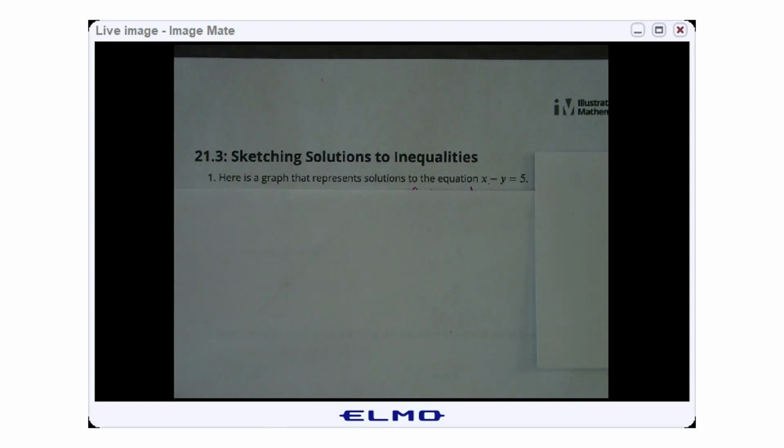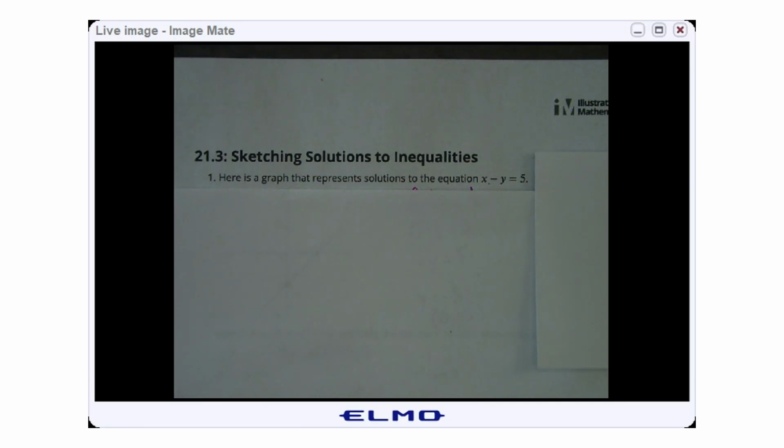Moving on to 21.3 here. So it says sketching solutions to inequalities. It says here's a graph that represents solutions to the equation x minus y equals 5. In order to understand how to do all of these inequalities that we're about to do, we have to first understand how to graph the line x minus y equals 5.